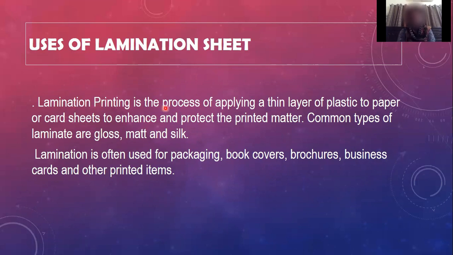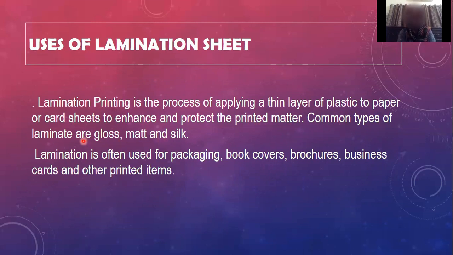Lamination printing is the process of applying a thin layer of plastic to paper or card sheet to enhance and protect the print matter. Print matter is important for us in our documents, because all the things on the document depend on the print matter. So this lamination can protect the print matter on the document.